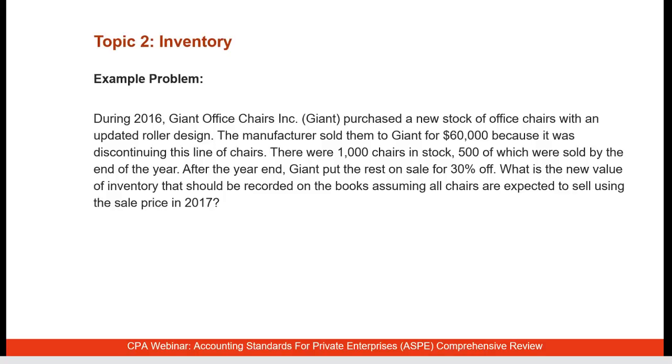So an example problem: during 2016, Giant Office Chairs purchased a new stock of inventory chairs with an updated roller design. The manufacturer sold them to Giant for $60,000 because it was discontinuing this line of chairs. There were 1,000 chairs in stock, 500 of which were sold by the end of the year. After the year end, Giant put the rest on sale for 30% off. What is the new value of inventory that should be recorded on the books, assuming all chairs are expected to sell using the sale price in 2017?